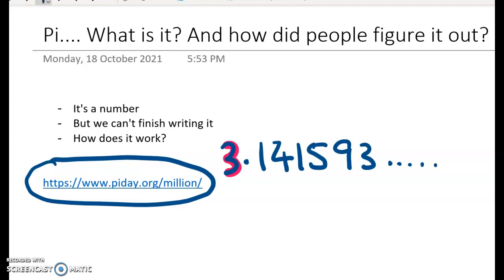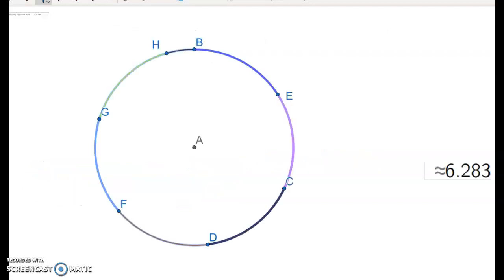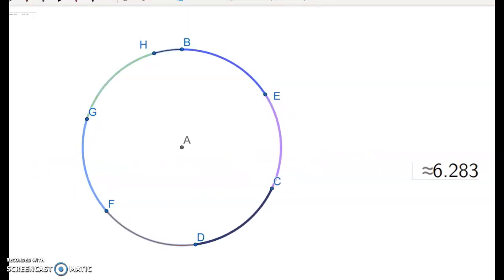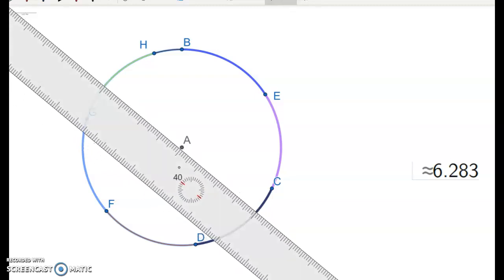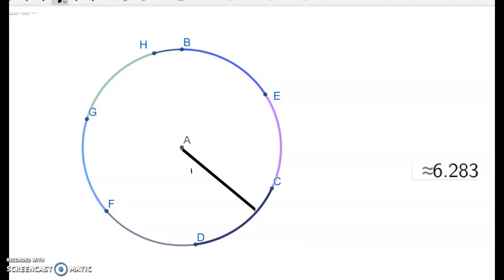So where does pi come from? Well, one way to think about pi is to look at this circle, right? So I've drawn this circle so that the length from here to here is 1 unit. Okay, so the length here is 1 unit. And we're going to try and figure out how long it is if we go all around that circle.